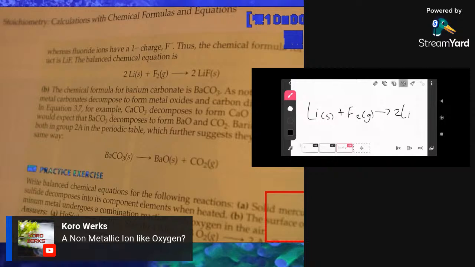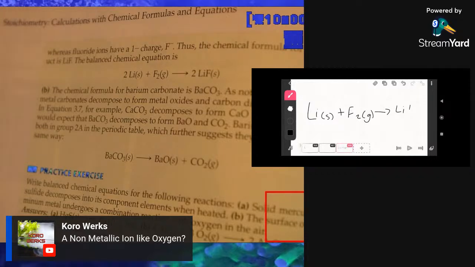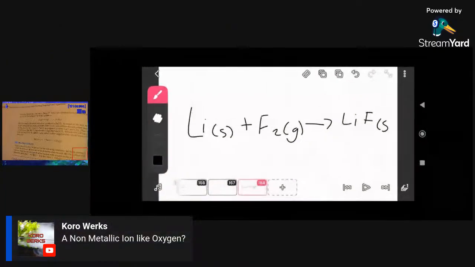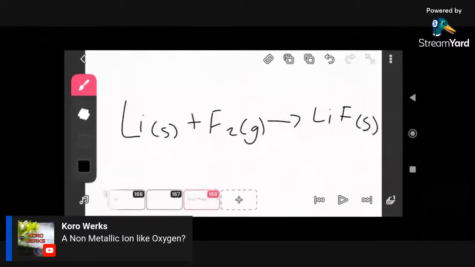I'm supposed to know, but I never know the names. Lithium fluoride. I'll just call it lithium fluoride solid. Hold on. Lithium fluoride solid. Sorry, I'm trying to do this with you guys. The important thing is to know how to do it more than anything.